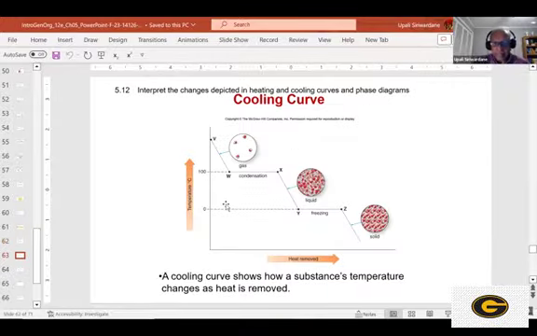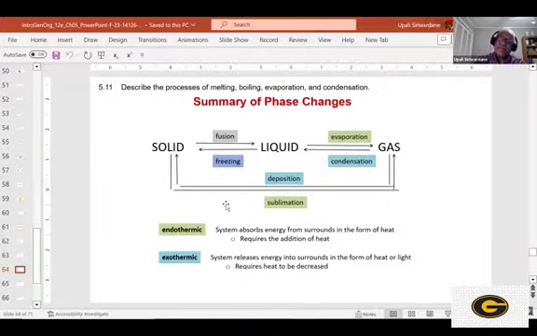Cooling curve is exactly inverse of heating curve. So you start with the gas and you form a solid at the end, as the heat is removed. We talked about 6 phase changes: fusion, freezing, evaporation, condensation, deposition, sublimation.